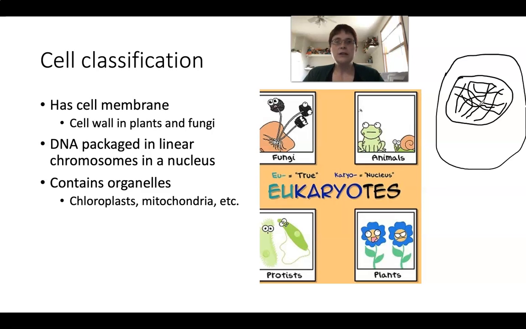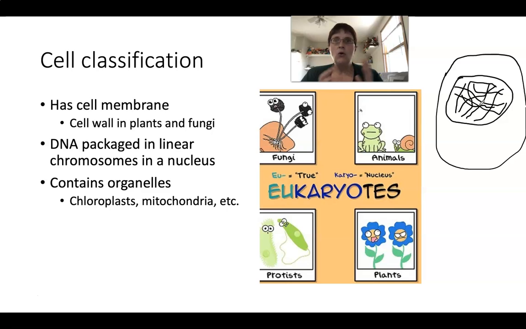These guys are also going to contain organelles. So organelle means little organ. So they kind of have their own organ system. These are specialized sections in the cell that do different jobs. So they have things like chloroplasts in plants, mitochondria in all of them. Mitochondria are important for energy, and a lot of other different ones. The nucleus is considered an organelle because it's storing DNA.